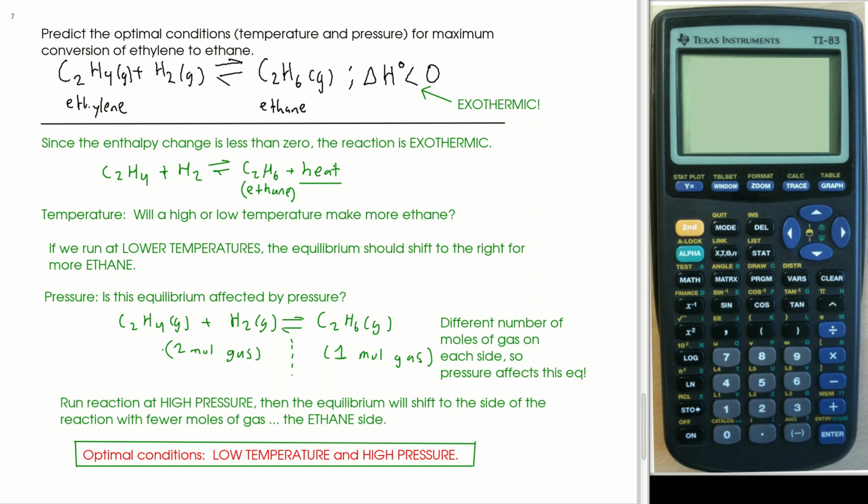So this is an example of using Le Chatelier's principle to try to predict the best conditions to run a reaction. And that's it for this example.